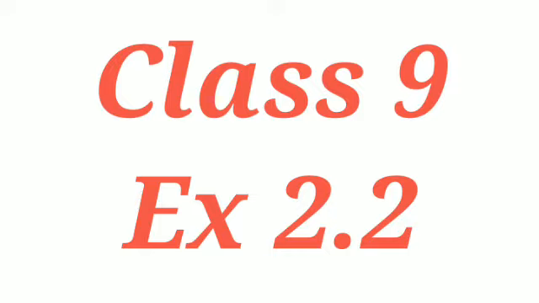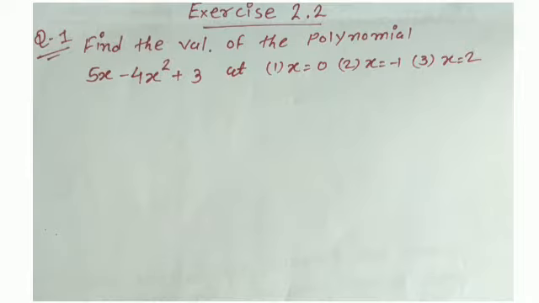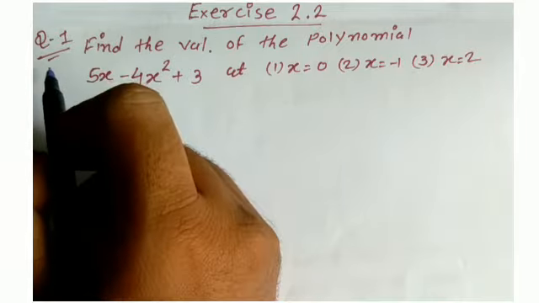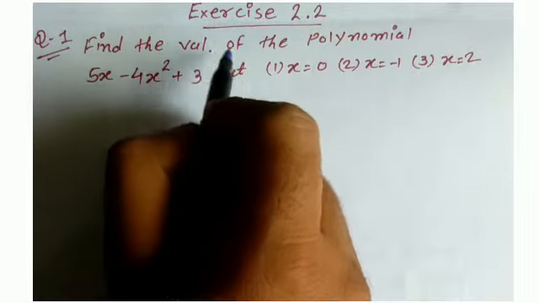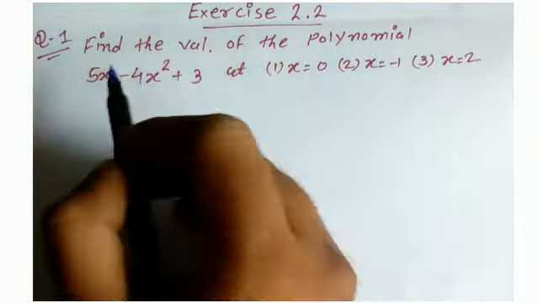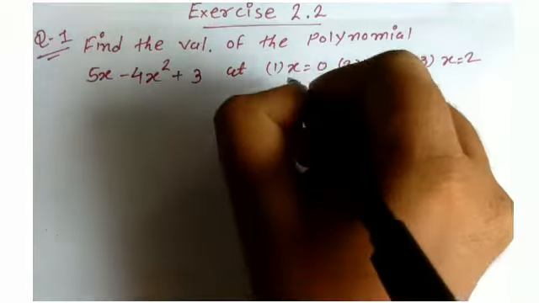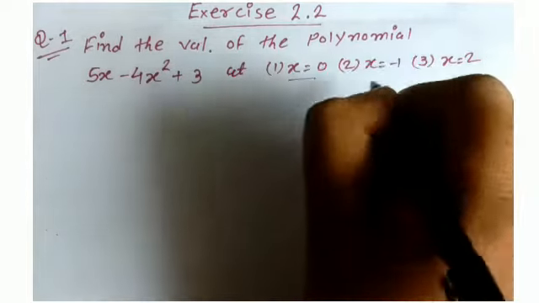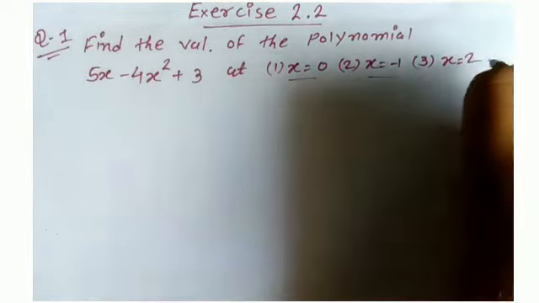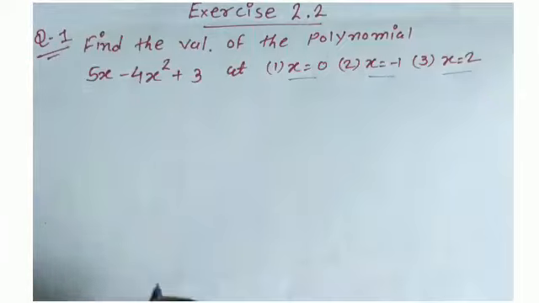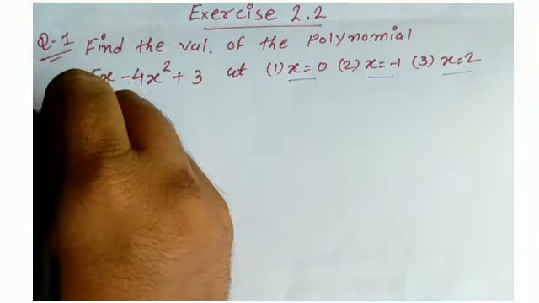Today we will learn class 9 exercise number 2.2. Question number 1. Find the value of the polynomial 5x minus 4x square plus 3 at x is equal to 0, x is equal to minus 1 and x is equal to 2. So let us start the solution.